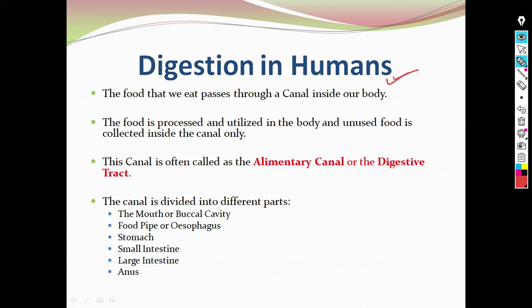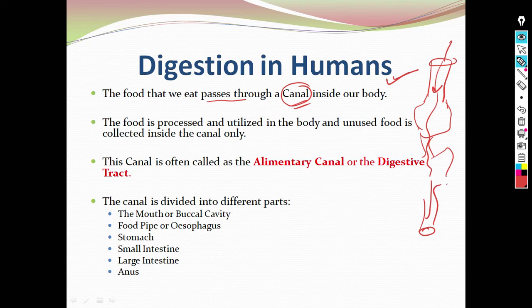So in humans, we should know that the food we are eating passes through a canal. A canal means a bigger passage, which is tubular, and it may change shape, but it is a complete path till the point where it is excreted. I'm just making a rough diagram.